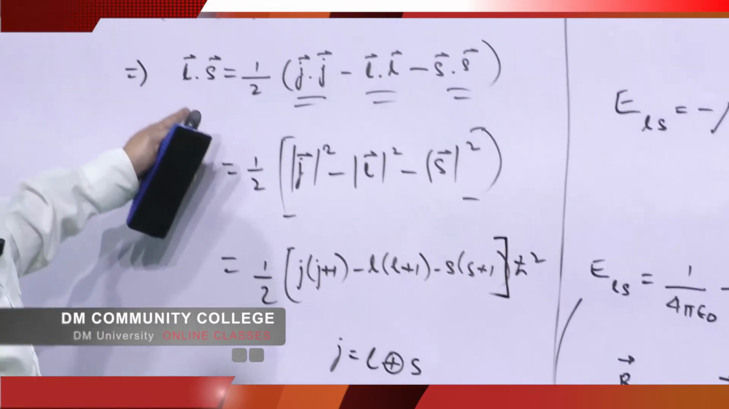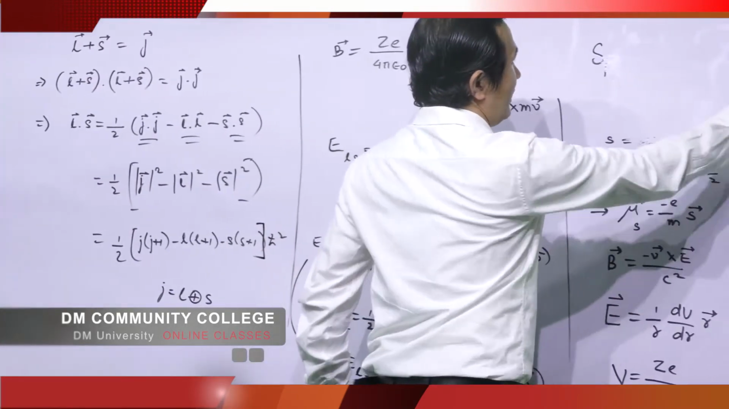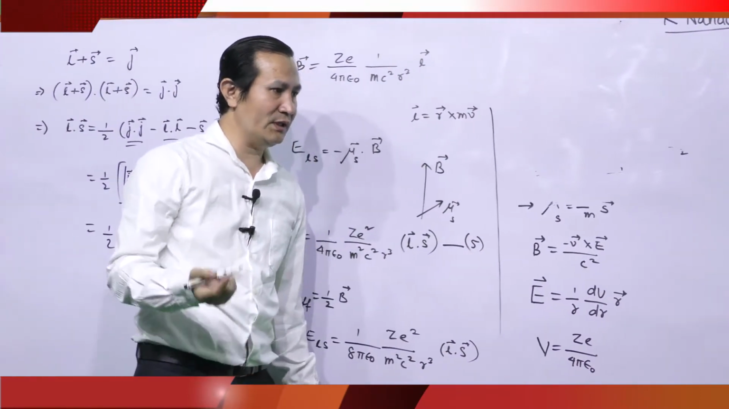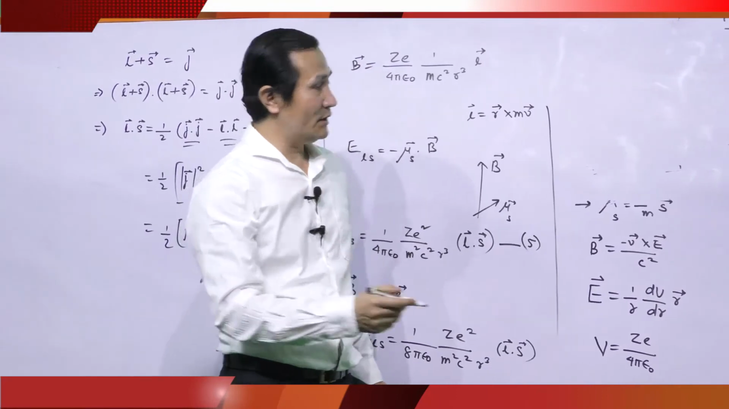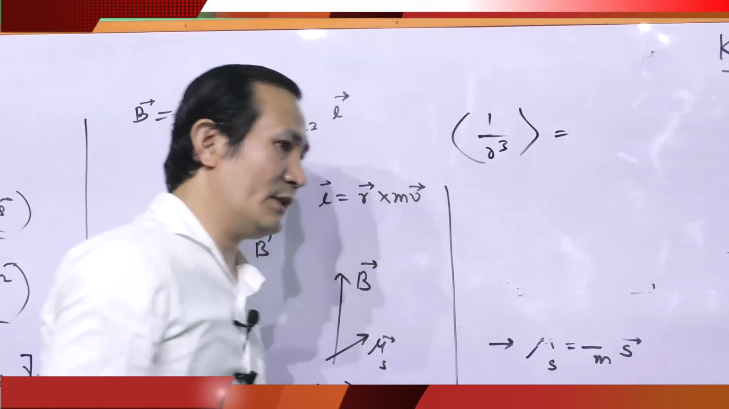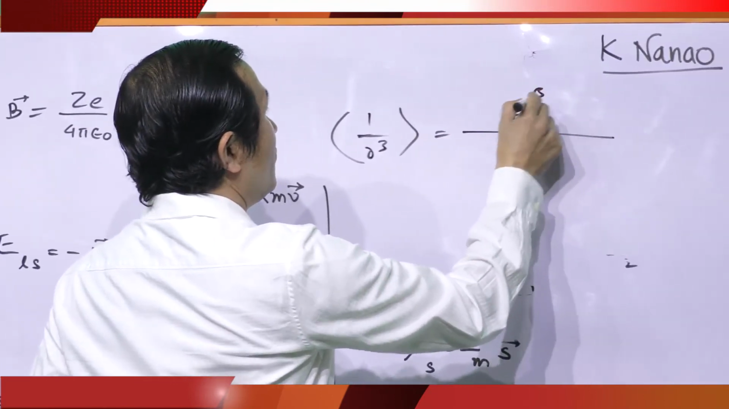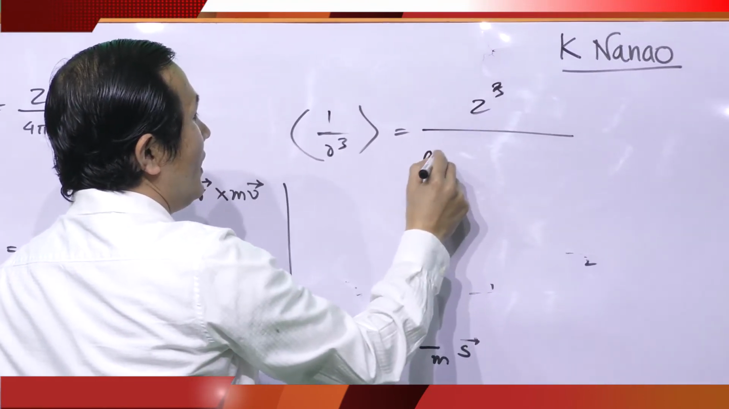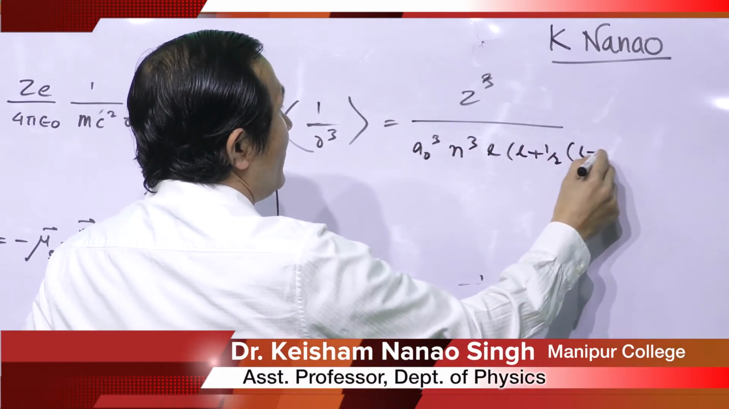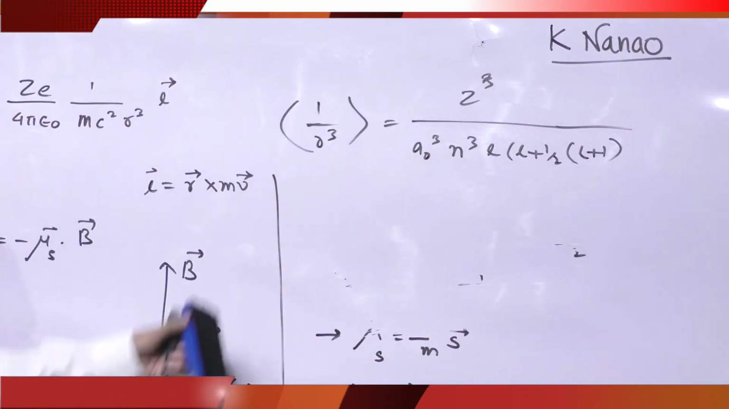Putting this value, and another thing is that for the final result we have to use this expression, and that calculation we cannot do because this is not in your present syllabus. What we have to do is simply use the result, and the result is that the average value of this quantity, we'll take it for granted. So that value is given by this one: Z cube over n naught cube n cube, L into L plus half, L plus 1. This is the thing which we get from quantum mechanics. These are the results that we are going to use.